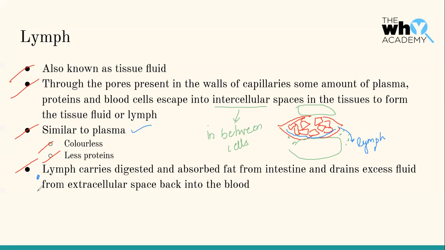This is the function of lymph and what it carries, etc. It carries digested and absorbed fat from the intestine and it drains excess fluid from extracellular space back into the blood. Intercellular means in between cells, extracellular means outside the cells. So in between the cells, it has leached here. Whereas if I say this organ and the next organ is here, this entire area would become outside your cells. This becomes extracellular. Any area outside that becomes extracellular.